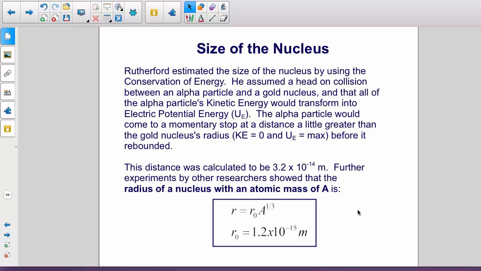The size of the nucleus. Rutherford estimated the size of the nucleus in his famous gold foil experiment. He took advantage of the conservation of energy. He assumed a head-on collision between an alpha particle and a gold nucleus.